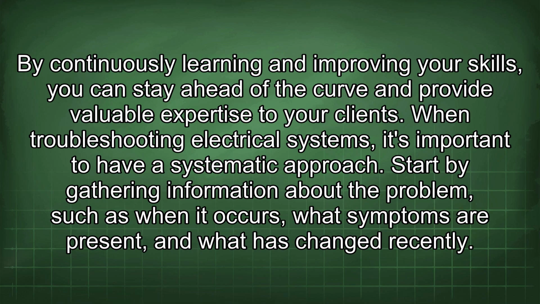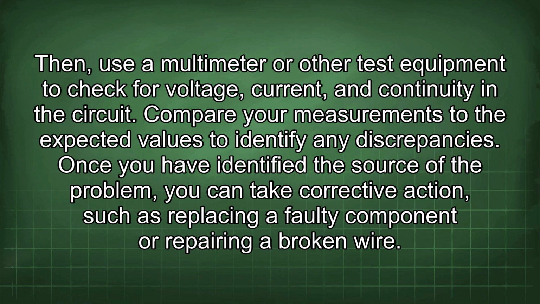Start by gathering information about the problem, such as when it occurs, what symptoms are present, and what has changed recently. Then, use a multimeter or other test equipment to check for voltage, current, and continuity in the circuit. Compare your measurements to the expected values to identify any discrepancies. Once you have identified the source of the problem, you can take corrective action, such as replacing a faulty component or repairing a broken wire.